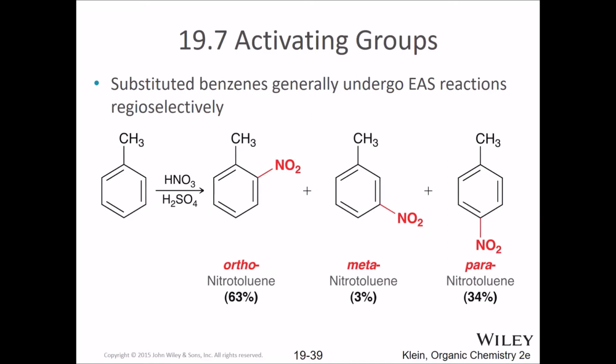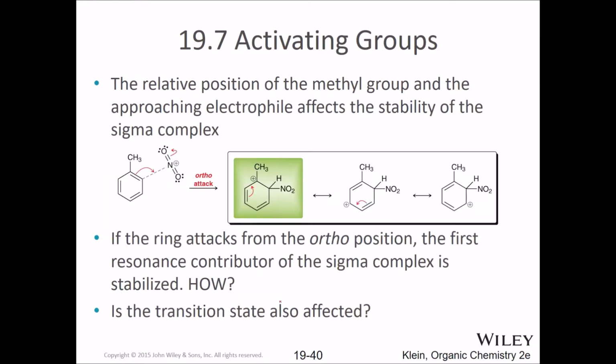Substituted benzenes generally undergo EAS reactions selectively, that is, regioselectively, or where things go. So nitration of toluene, for example, is going to go 63% ortho, 3% meta, which is basically none, and 34% para. So it looks like it predominantly goes in the ortho position. Why? Well, the relative position of the methyl group and the approaching electrophile affect the stability of the sigma complex. Let's look at how.